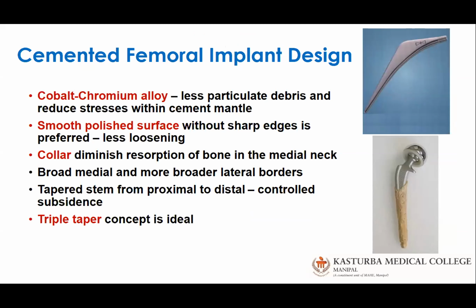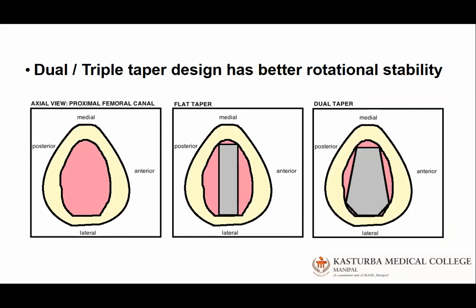Dr. Shamshi has already explained about this. There are tapered stems and non-tapered stems with the scratch fit. So what happens when there is a flat taper and a dual taper? Dual taper is an Exeter stem, and you even have a triple taper now, which is the C-stem. There is better filling up of the canal when you use a dual taper and a triple taper.